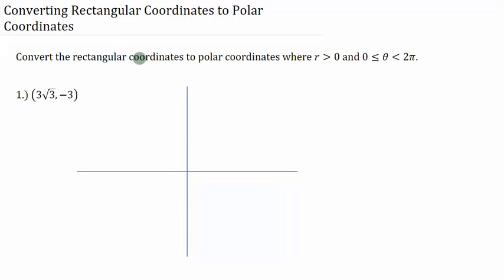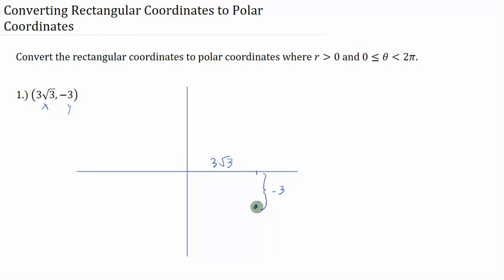Now, since these are rectangular coordinates, I know this is x and this is y, meaning that I need to move right 3 square roots of 3 and down 3. Okay, so this distance here is 3 square roots of 3, and this distance here is negative 3. So this is my point.